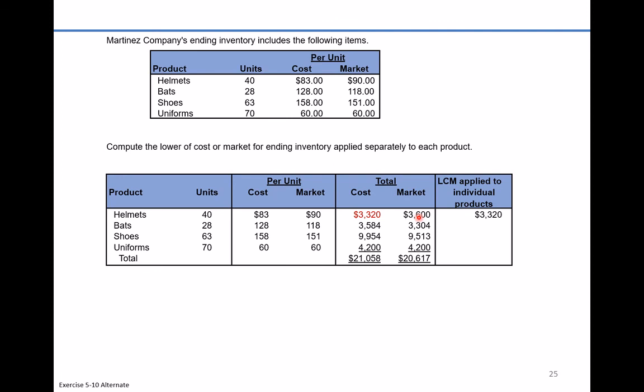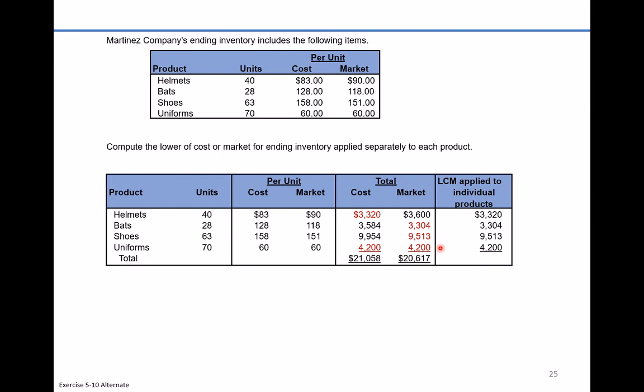For the bats, $3,584 versus $3,304, which is lower? Well, the $3,304 is obviously lower, so we're going to carry that at $3,304. Moving on down, shoes, $9,954 and $9,513, which is lower? Well, the $9,513 is indeed lower, so we'll carry that at $9,513. And then the uniform, exact same cost as market, so we'll carry just the $4,200.